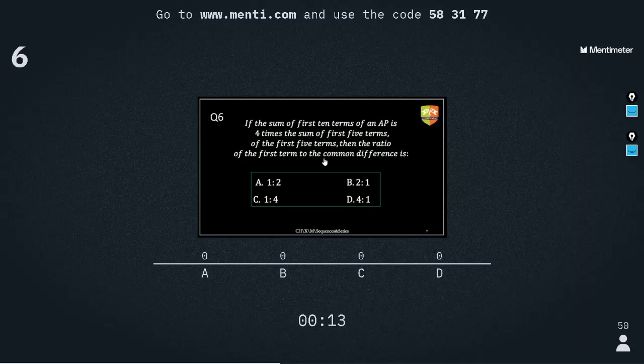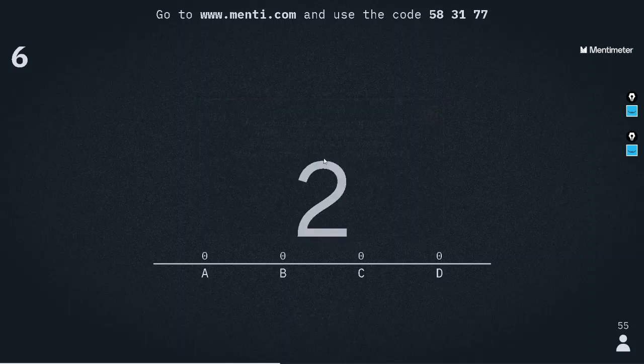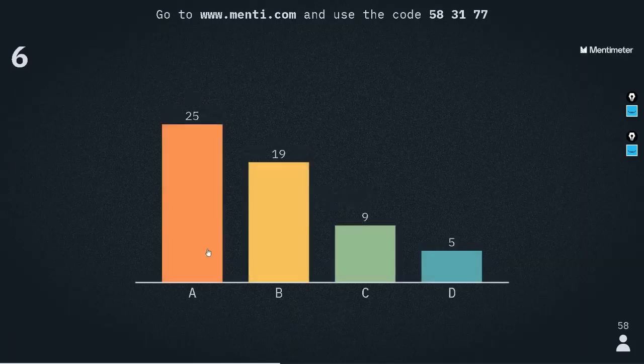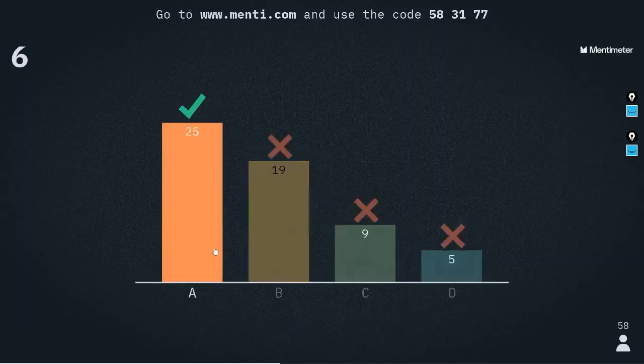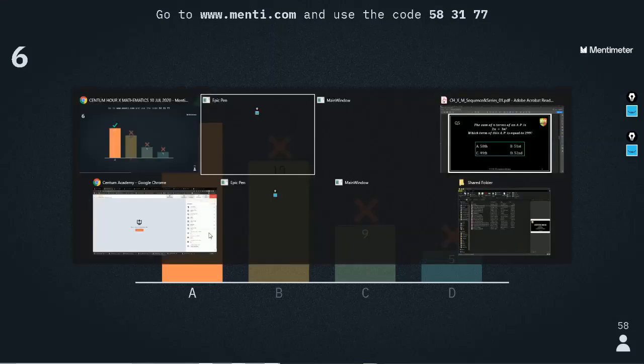This should be easy, I believe. Most of you should have done this. Formula based, direct. Okay. So, twenty-five got correct. Rest of them not correct. Okay.